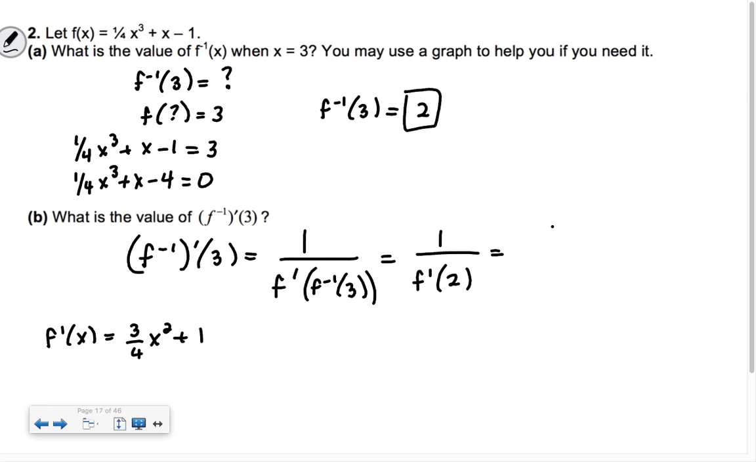So I'm going to plug in 2. So I have 1 over 3/4 2 squared plus 1. I guess I could have just plugged it in over there, right? So what do we get? 4 on the bottom. Yep, so I get 1 over 4.